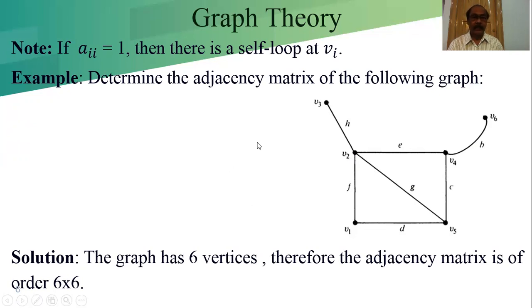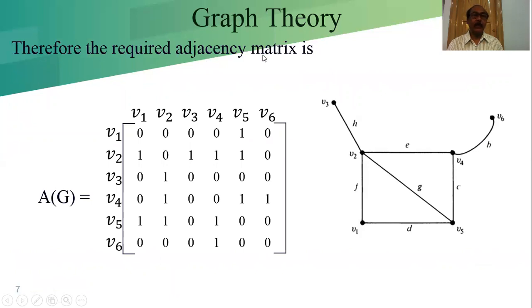Let's see in the next slide. Therefore, the required adjacency matrix is that. Now I am considering one by one. V1 is connected to V2, so this should be 1. In this way, V1 is connected to V2 and V5. This should be a symmetric matrix: 0, 1, 0, 0, 1, 0. The first column and first row should be the same: 0, 1, 0, 0, 1, 0.